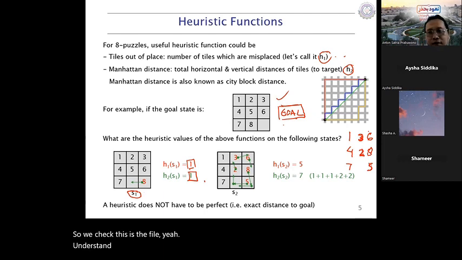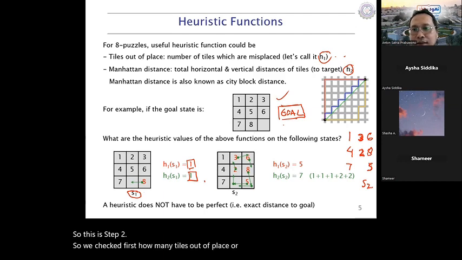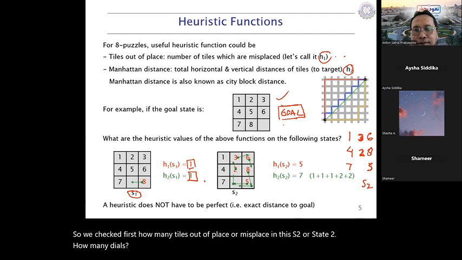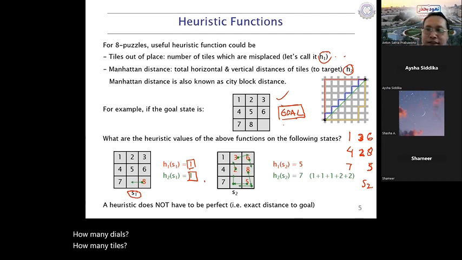This is the goal, and the goal is the same. So this is step 2. First we check how many tiles are out of place, or misplaced, in this S2, or step 2. How many tiles are misplaced? 5? Yes, misplaced. How many tiles in S2 here?